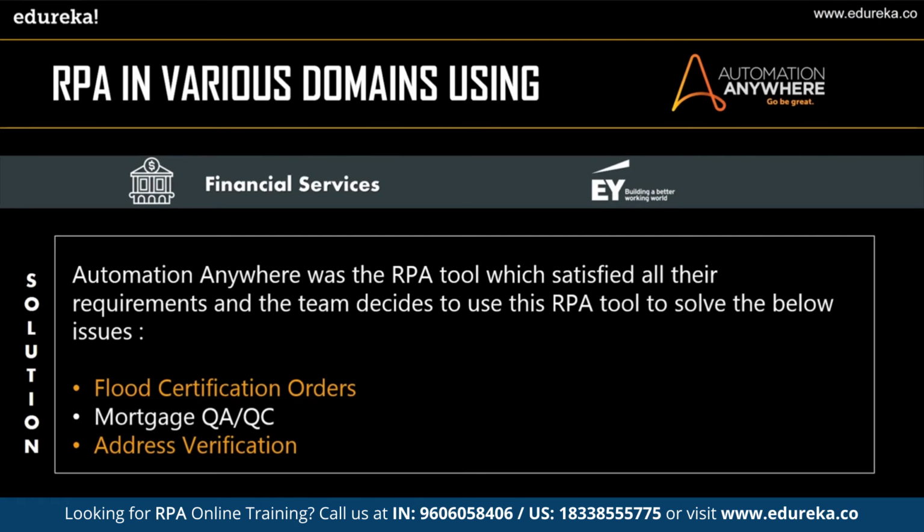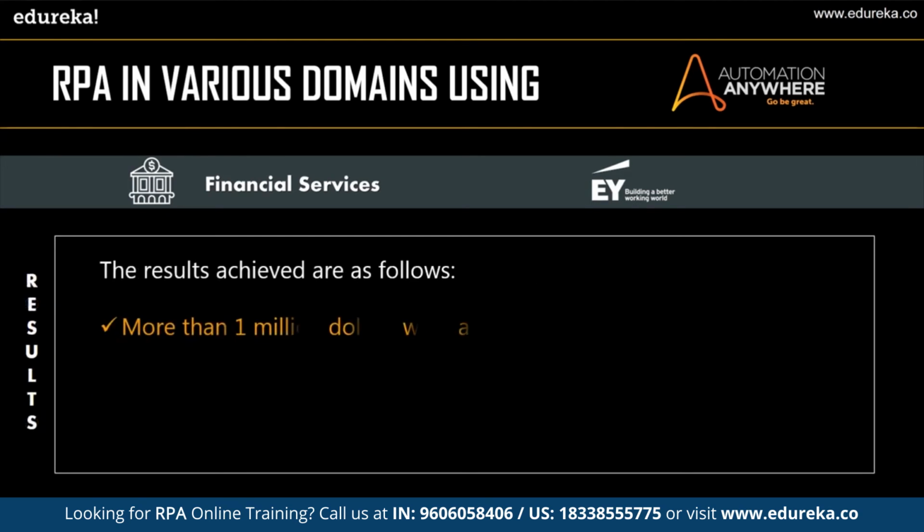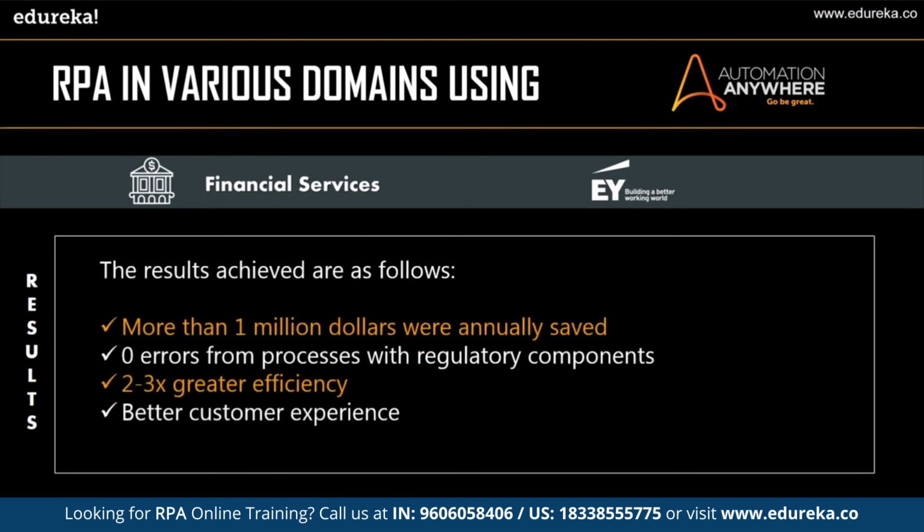So the results of EY using Automation Anywhere to overcome the challenges are as you can see on my screen. More than $1 million was saved annually and there were zero errors from processes with regulatory components. It was also observed that the efficiency increased 2 to 3 times and the customer experience was now better. So that's how, guys, RPA is used in the financial services industry.